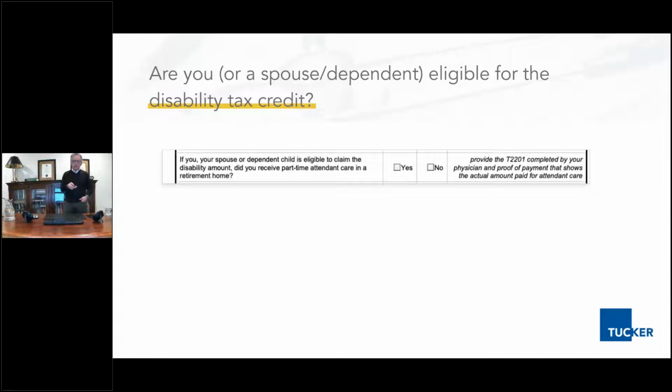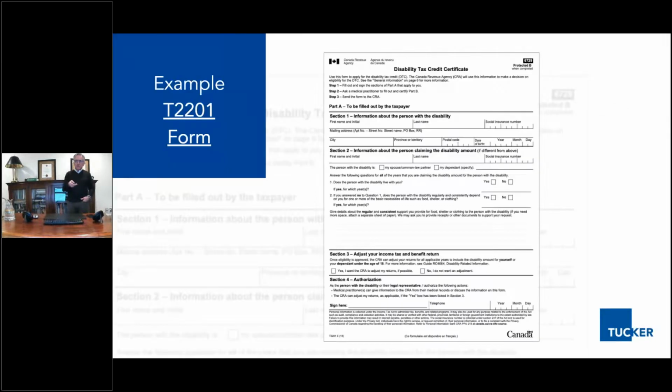All right. The next item on here, which oftentimes causes confusion, is about claiming spouses or children as dependents for disability amounts. And so if this is your circumstance and you have a spouse or dependent who has a medical condition, you'll need a T2201 form completed by a physician or a licensed medical professional. All right. And it looks like this. It's several pages long. I'm just giving you the covering page so you can see what it looks like.